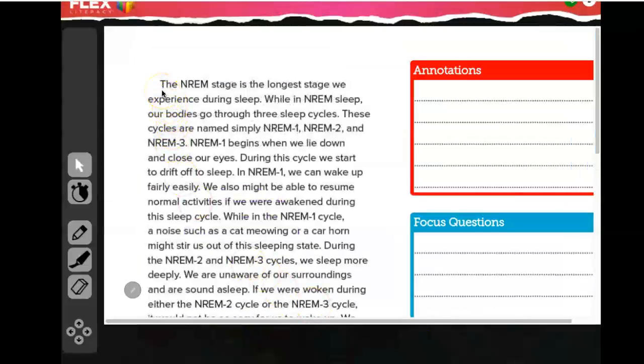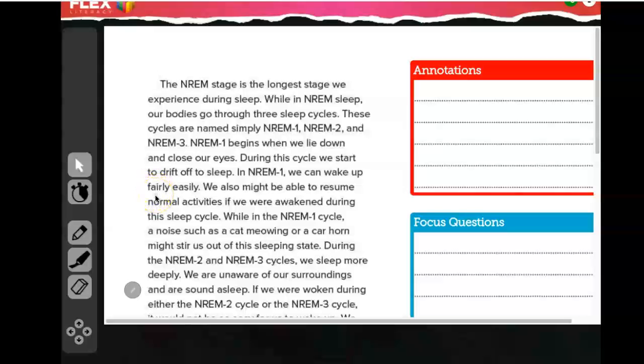The NREM stage is the longest stage we experience during sleep. While in NREM sleep, our bodies go through 3 sleep cycles. These cycles are named simply NREM 1, NREM 2, and NREM 3. NREM 1 begins when we lie down and close our eyes. During this cycle, we start to drift off to sleep. In NREM 1, we can wake up fairly easily.